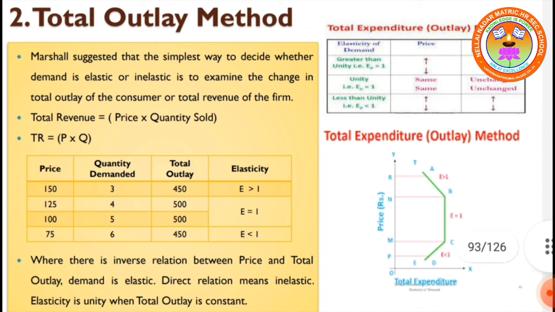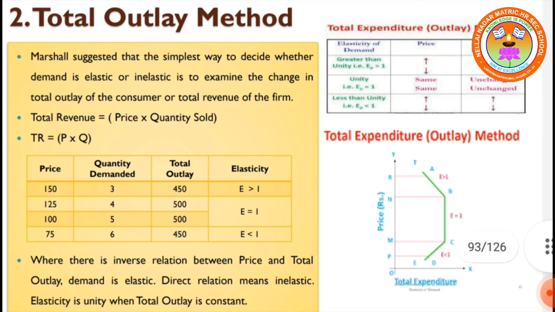See the tabular column, children. The first column is the price, then quantity demanded. The third column is the total outlay. The fourth one is the elasticity. The price is 150, quantity demanded 3. The total outlay is 450. That is P into Q, price into quantity demanded. So 150 into 3 is 450.